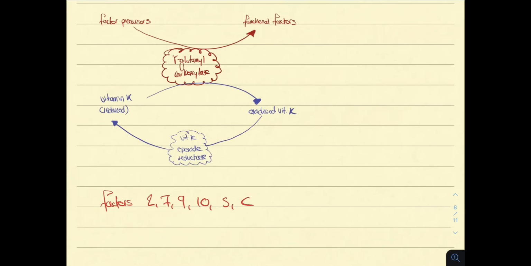The vitamin K dependent factors are 2, 7, 9, 10, S and C. You just need to keep repeating this to yourself so that you can recall it when prompted. So again, 2, 7, 9, 10, S, C.